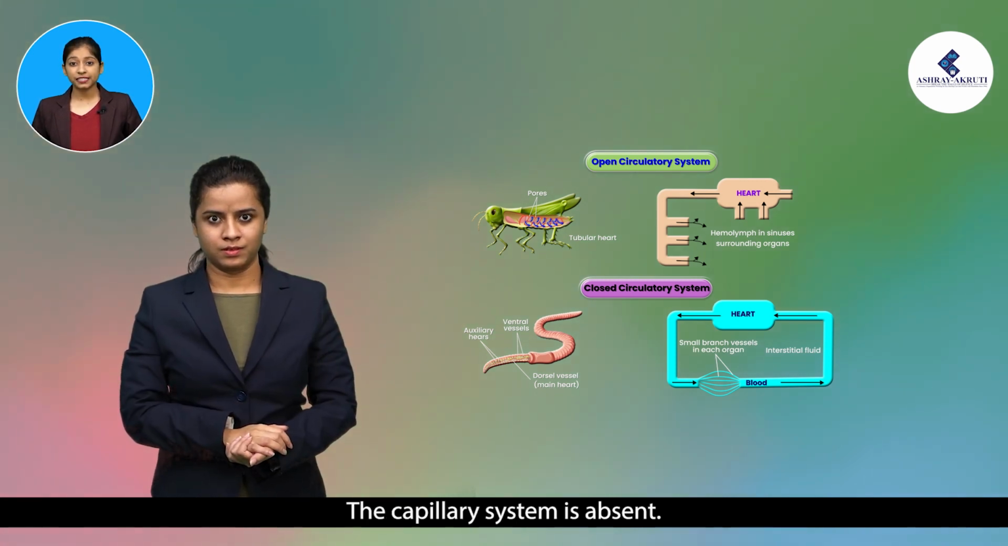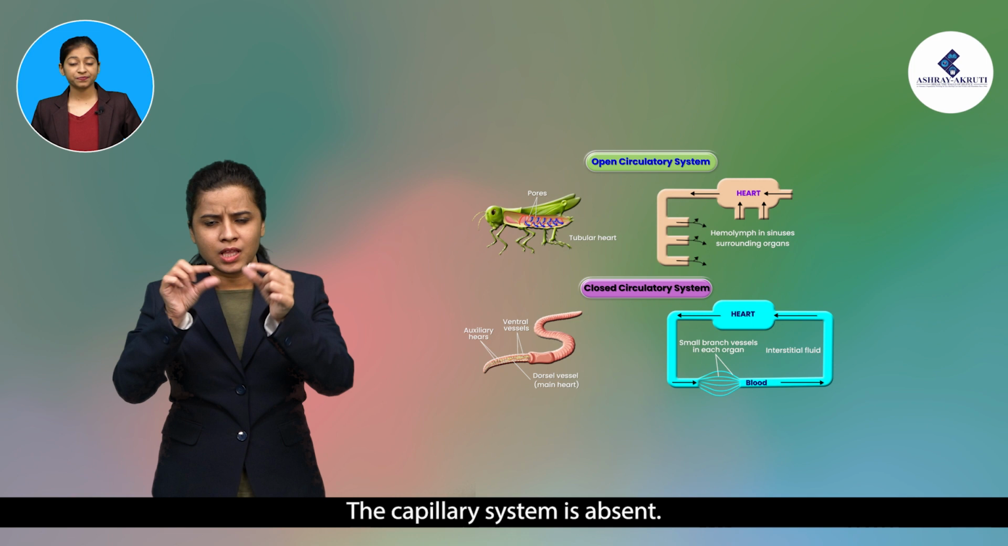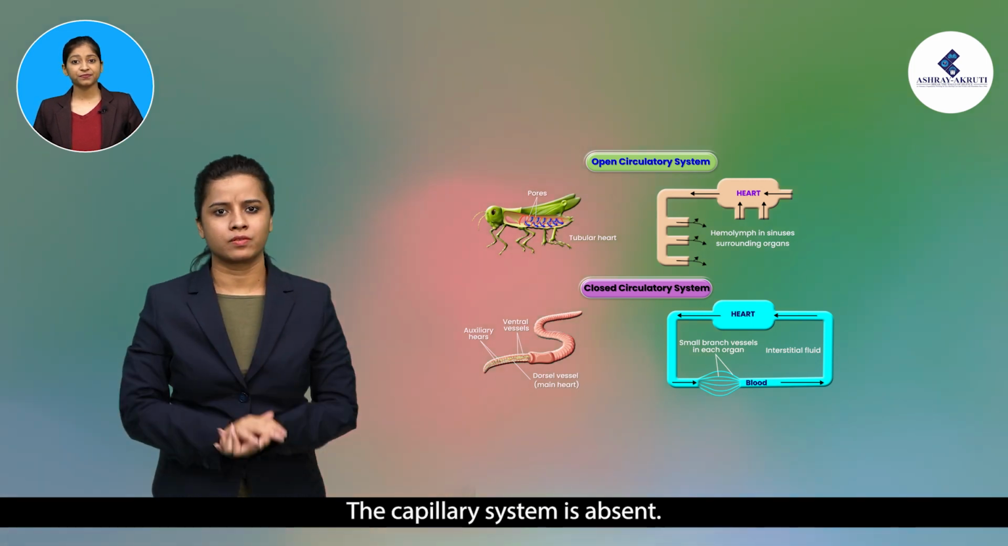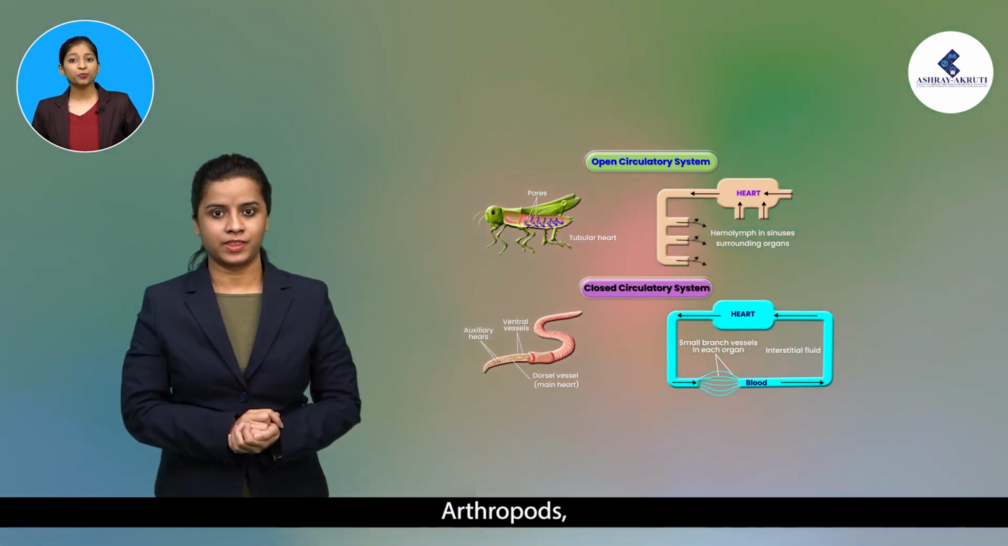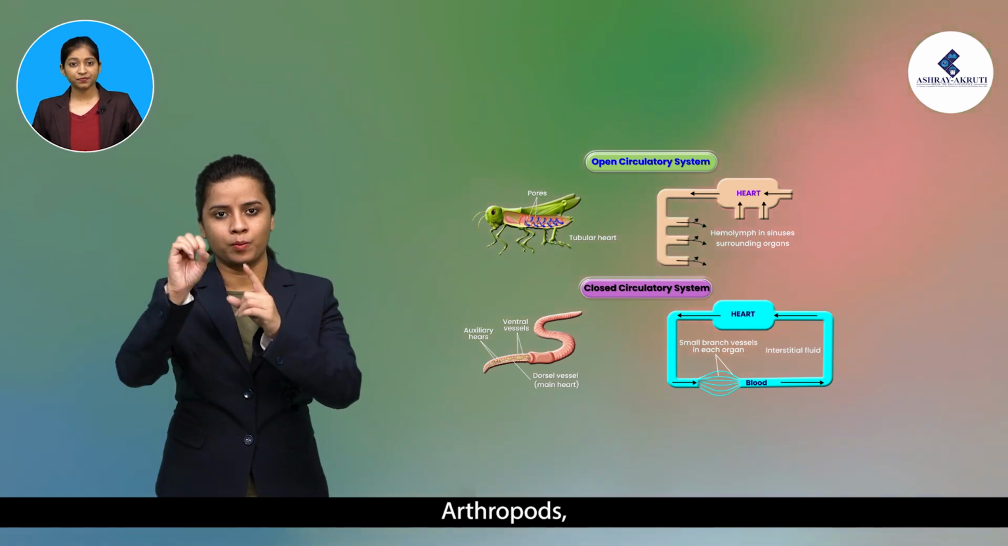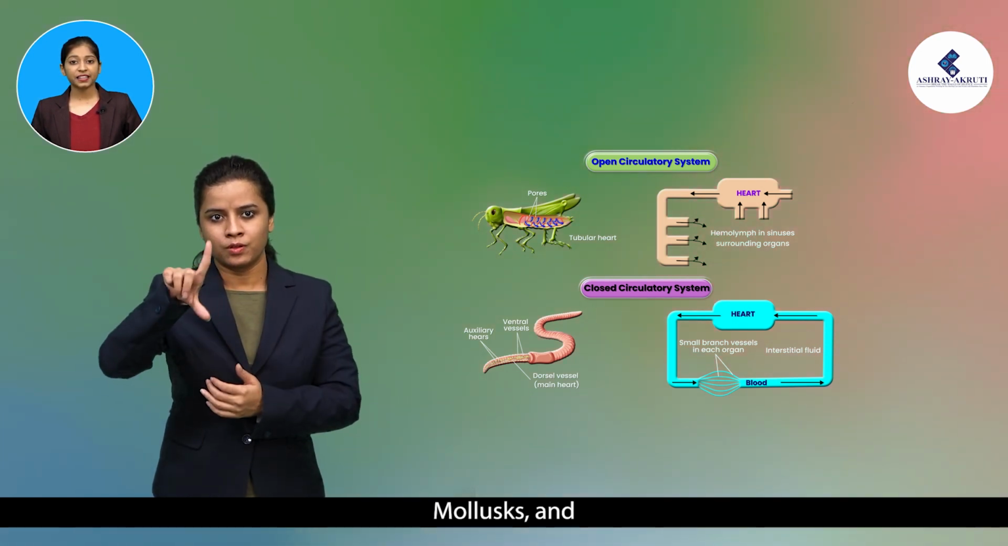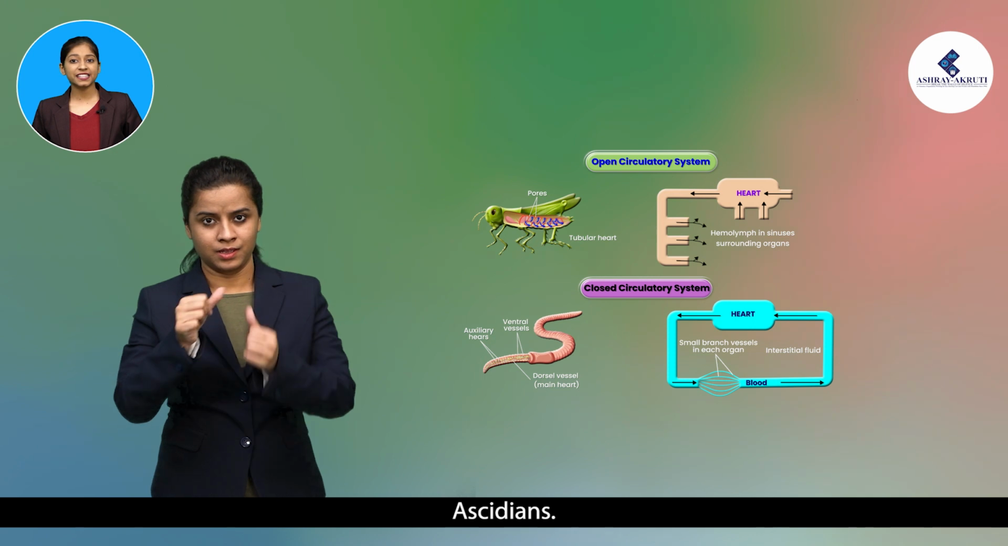The capillary system is absent. Example: arthropods, mollusks and ascidians.